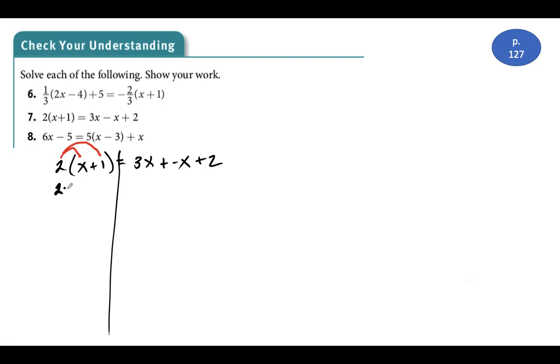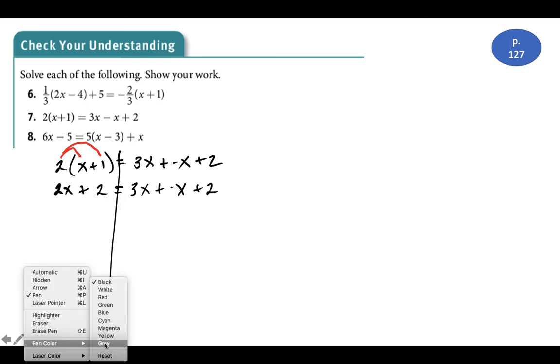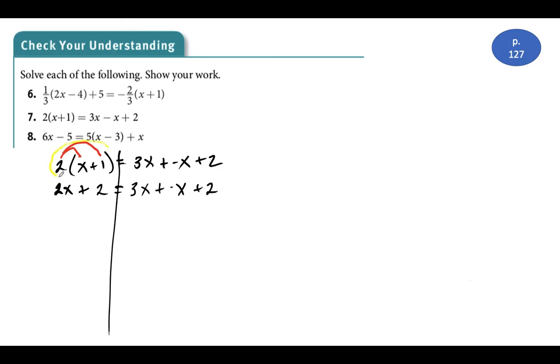2 times x is 2x. 2 times 1 is 2. On this side, we have 3x plus negative x plus 2. I didn't circle my terms. I should have circled my terms. Let's do that. So this was all one term, which is why we needed to use the distributive property. On this side, we had 3 separate terms.